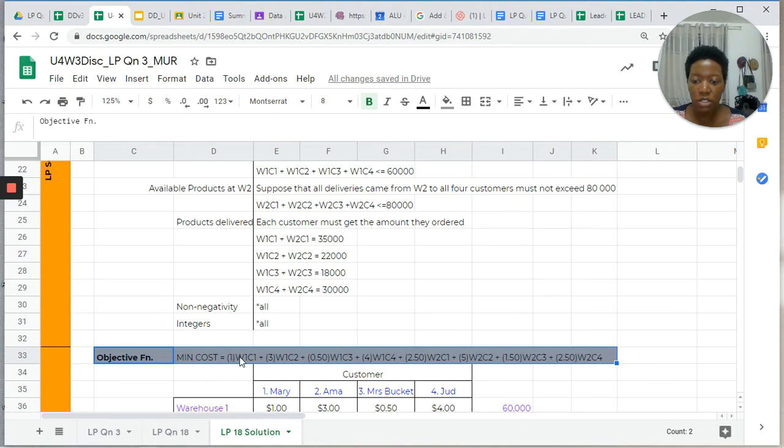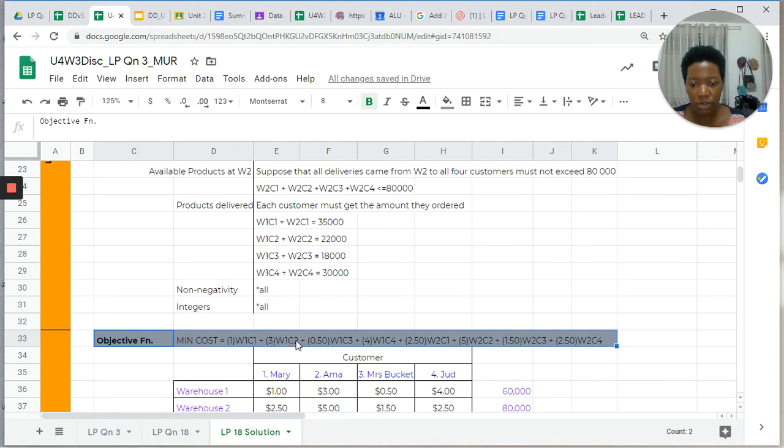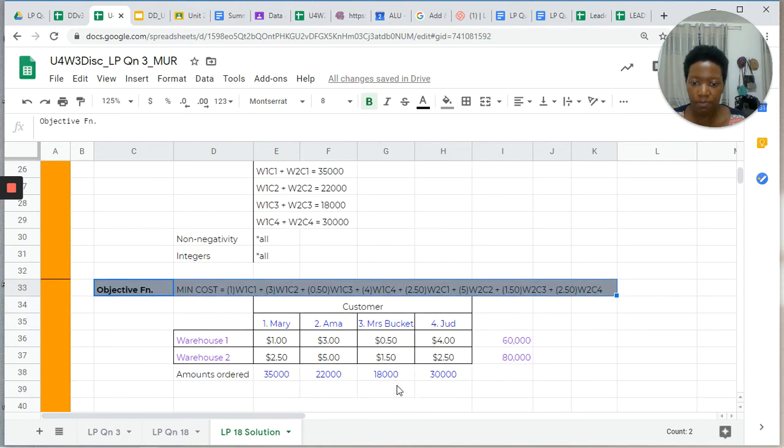It's each cost times the number of peppers that are going out to the customer from warehouse 1. The $3 that it costs to come out of warehouse 1 to go to AMA times however many peppers will go to AMA. Okay, so that's warehouse 1, customer 2. That's this section of my table. And we do this for every customer for each warehouse.